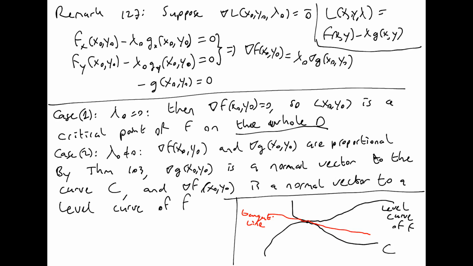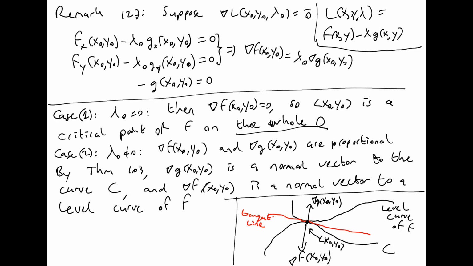Why? Well, because we have that the gradients are proportional. So for instance, if lambda naught is negative, then the gradients would go in opposite direction of each other. They could also go in exactly the same direction, but they will be on the same line. They are proportional. Yeah? So the point is that both curves go through this point x0, y0. So both curves go through these points, and the normals are parallel. They're in the same direction. And that means that the tangent lines are equal.